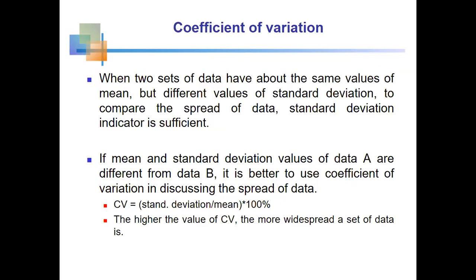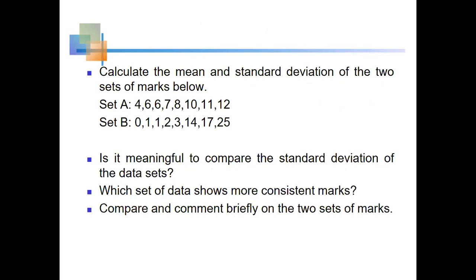Coefficient of variation, the formula is standard deviation divided by mean times 100%. So you need to calculate the standard deviation and the mean. But why do we need coefficient of variation? Why we need it will be seen from this exercise.